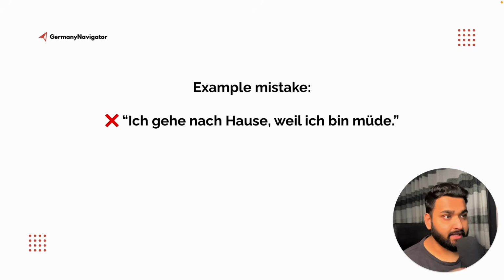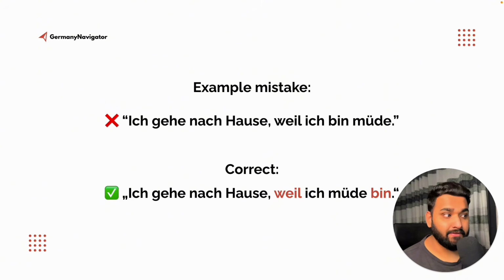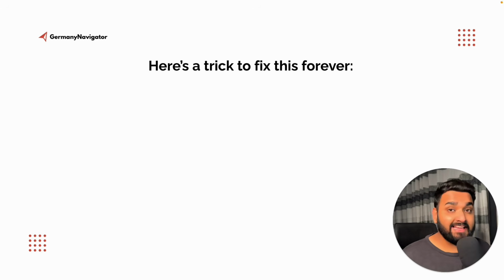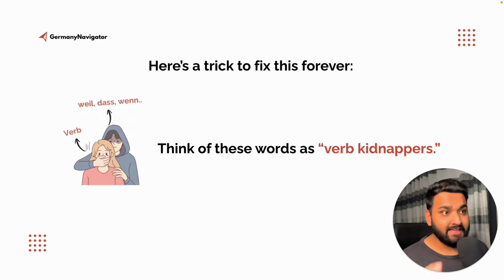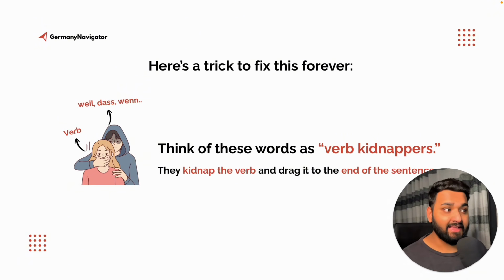Here's a typical mistake. "Ich gehe nach Hause, weil ich bin müde." That's wrong. The correct one is "Ich gehe nach Hause, weil ich müde bin." As you notice, the verb goes to the end, weil ich müde bin. And here's a trick to fix this forever. Think of these words as verb kidnappers. Here's a funny visual of the verb being kidnapped by weil, das, and wenn. They kidnap the verb and drag it to the end of the sentence.